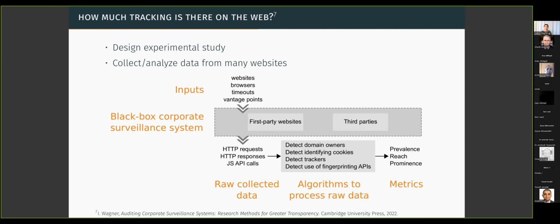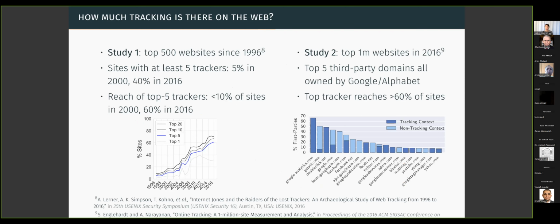So over time, there have been several studies looking at that. So here are just two examples. Study one on the left was a longitudinal study where they looked at a relatively small set of websites, just 500, but over 20 years from 96 to 2016. And what they found is that, for example, only 5% of websites had at least 5 trackers embedded in 2000, and that number went up to 40% in 2016.